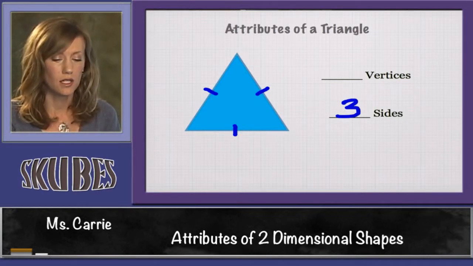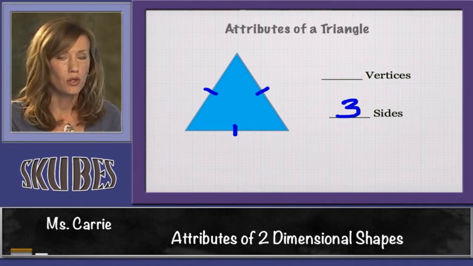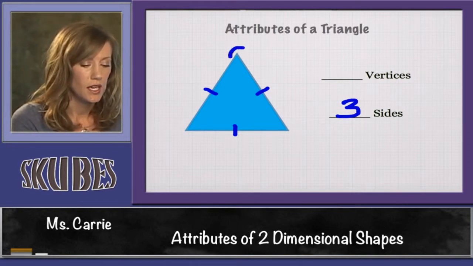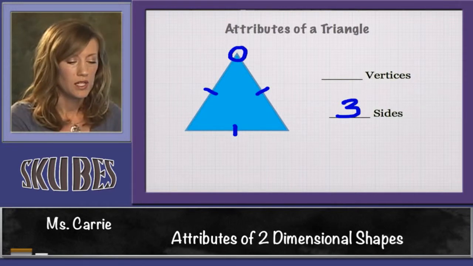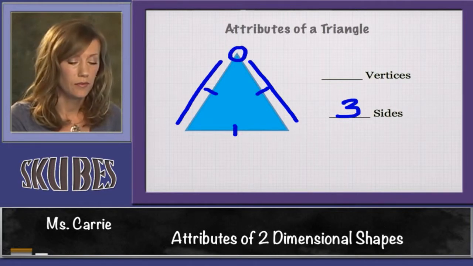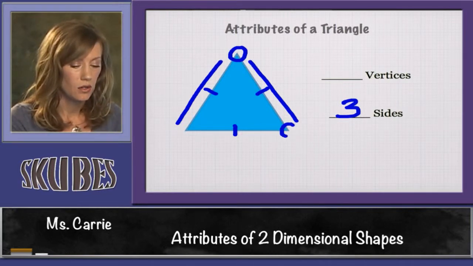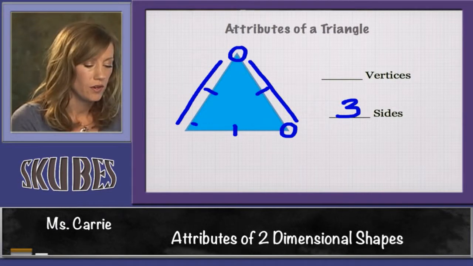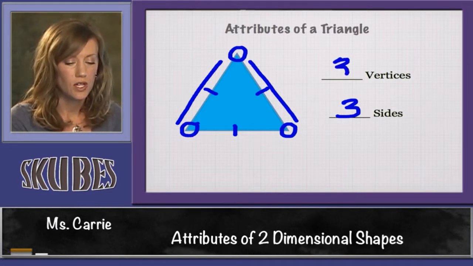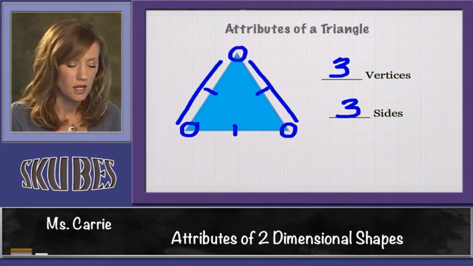The vertices are just the corners where the two sides meet. So we have a vertex here because that's where this line and this line or side meet. We have a vertex here and we have a vertex here. The triangle has three vertices and three sides.